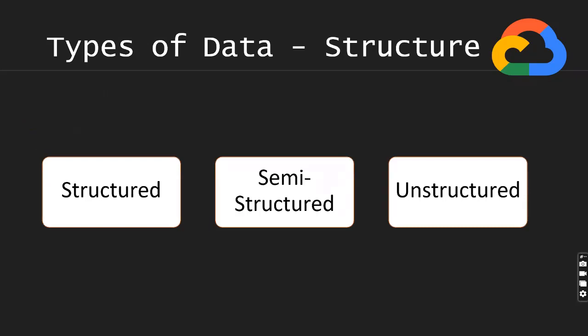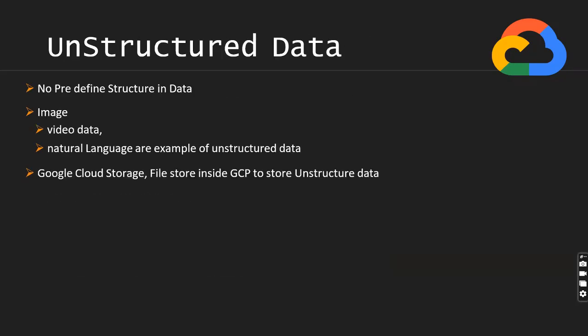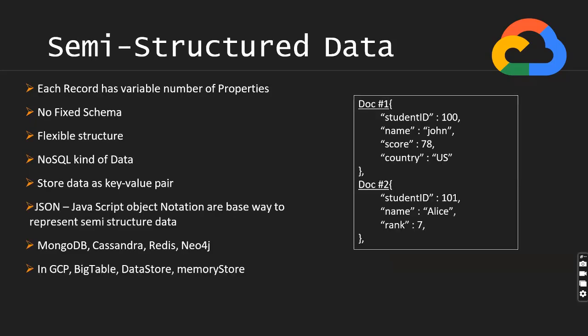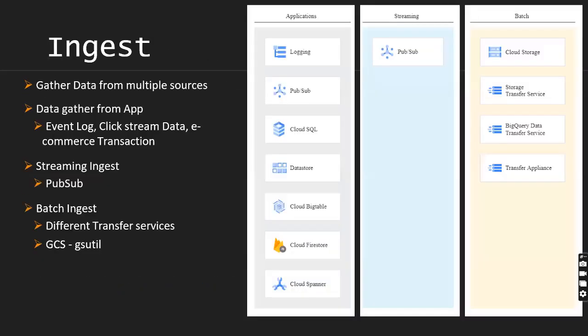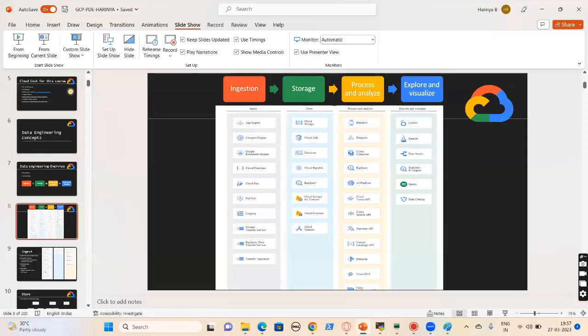So as we discussed, types of data are structured, semi-structured, and unstructured. So we will be discussing all these things. So coming to the main point, this is the process I have explained from the data pipeline, from ingestion to explore and visualize. Coming to the course curriculum that we are going to discuss, as I already said.